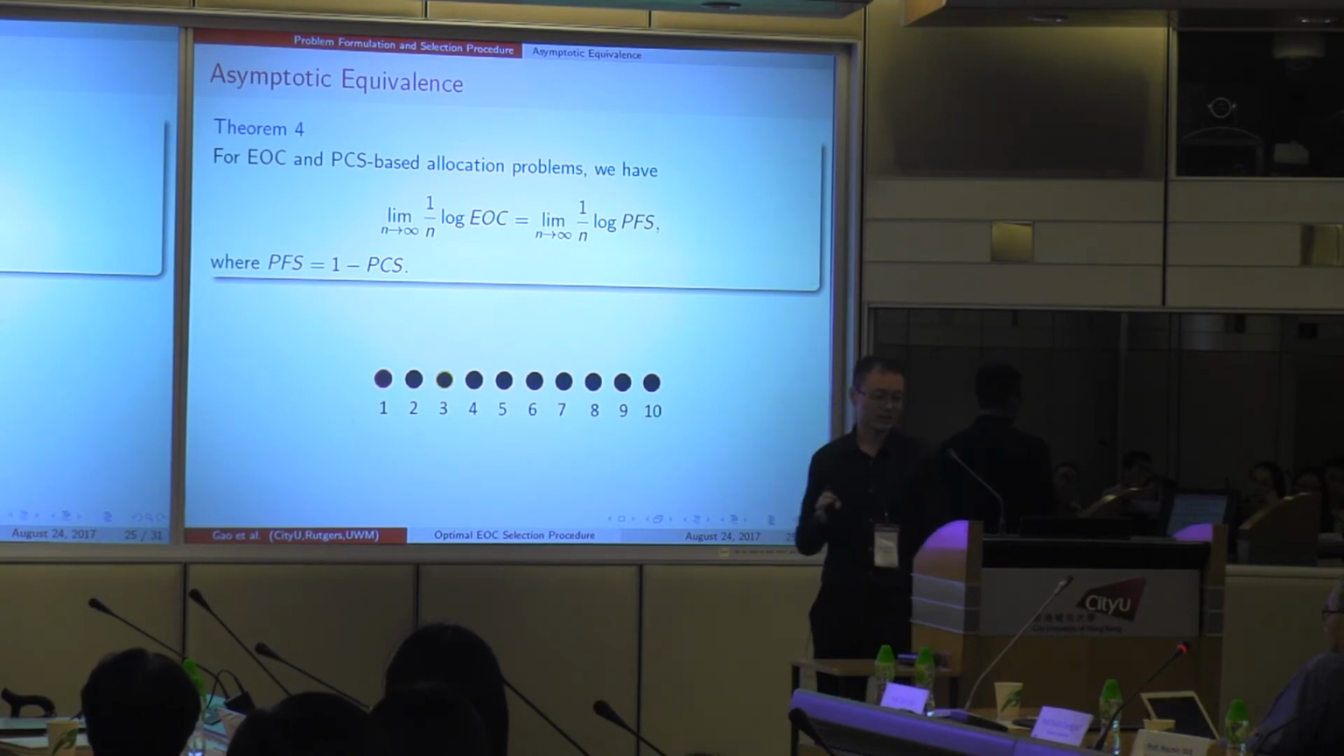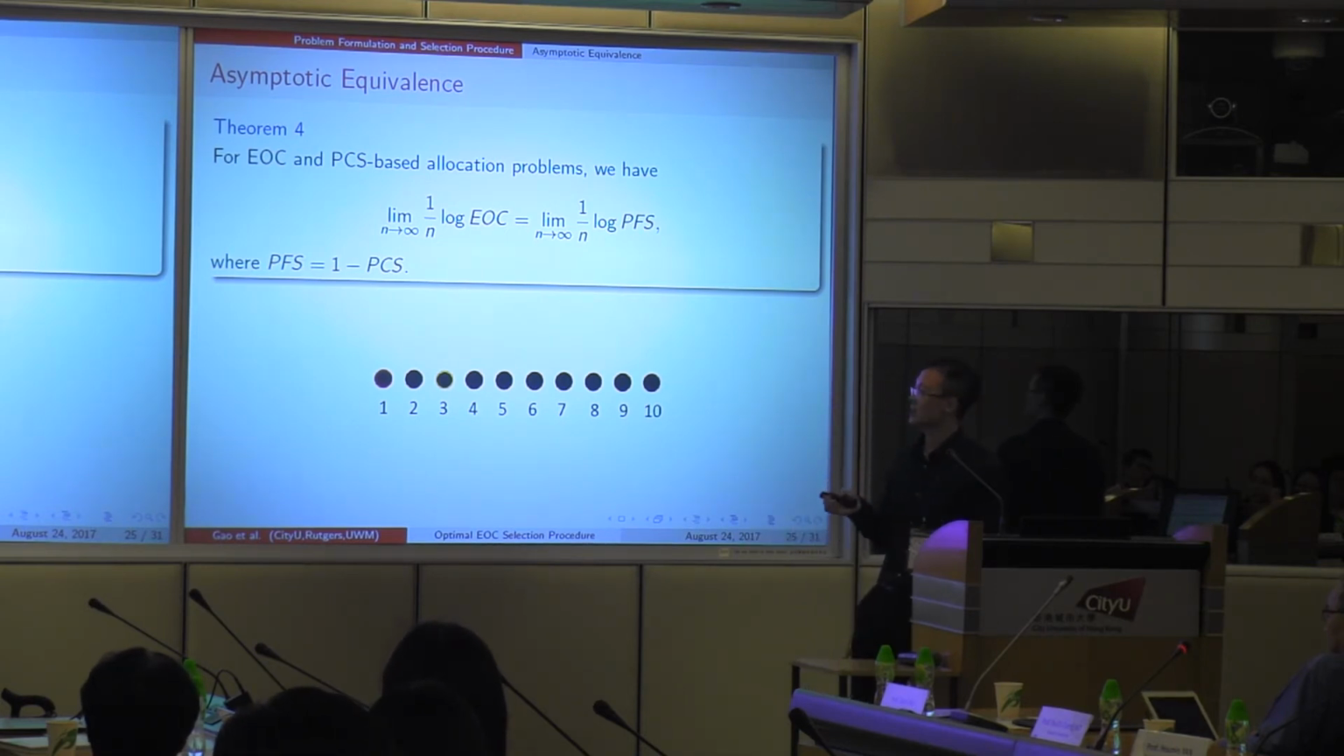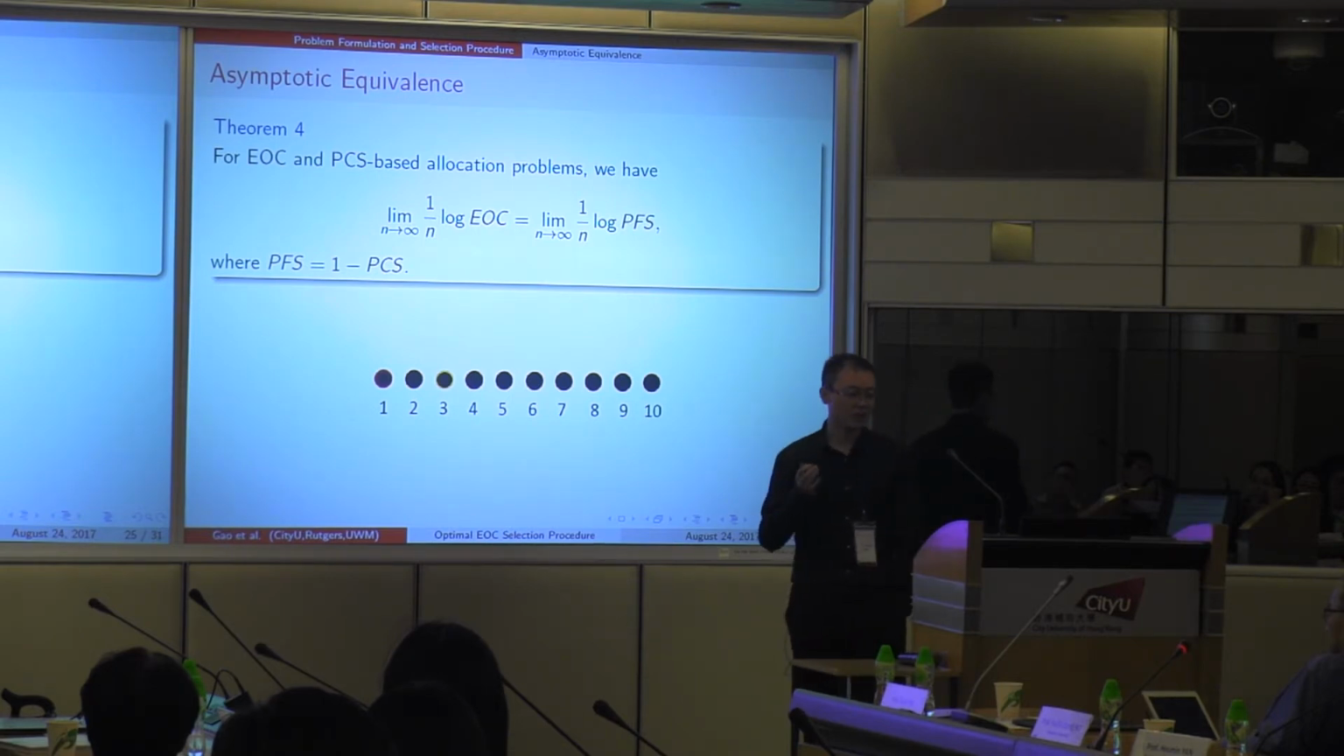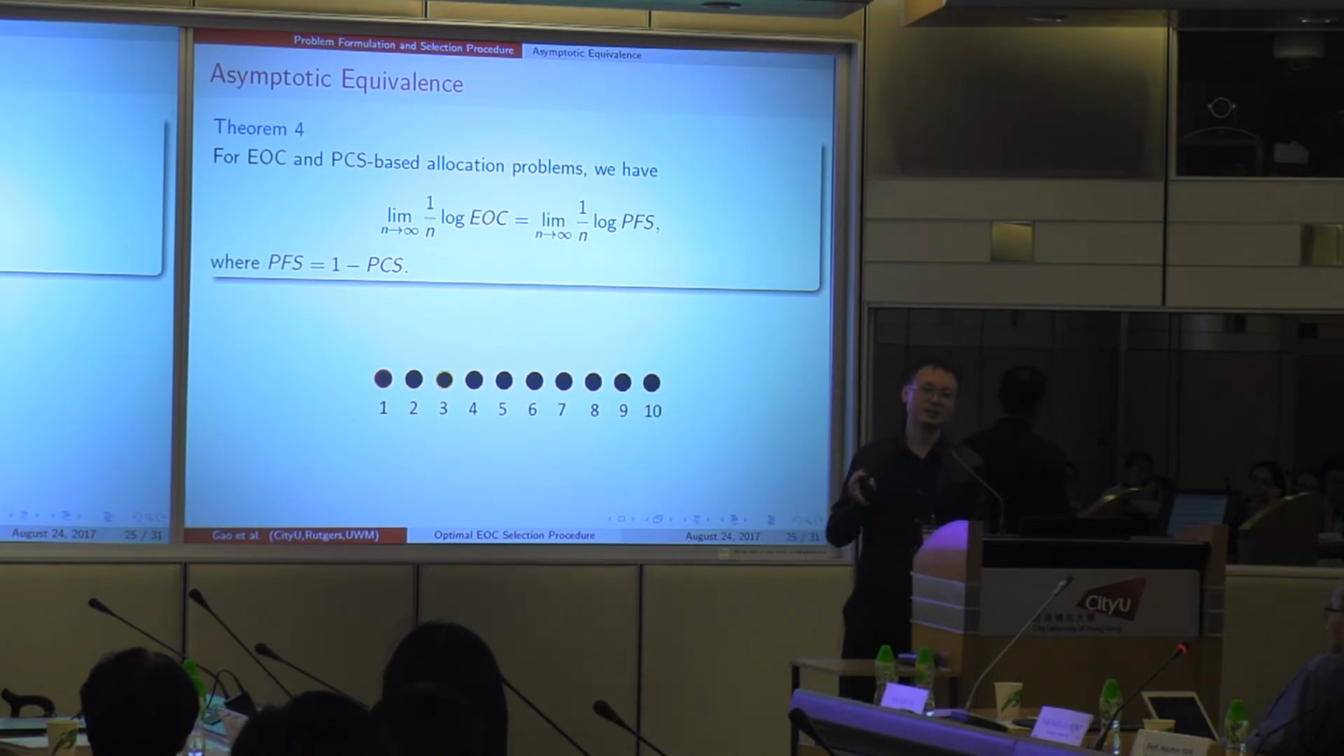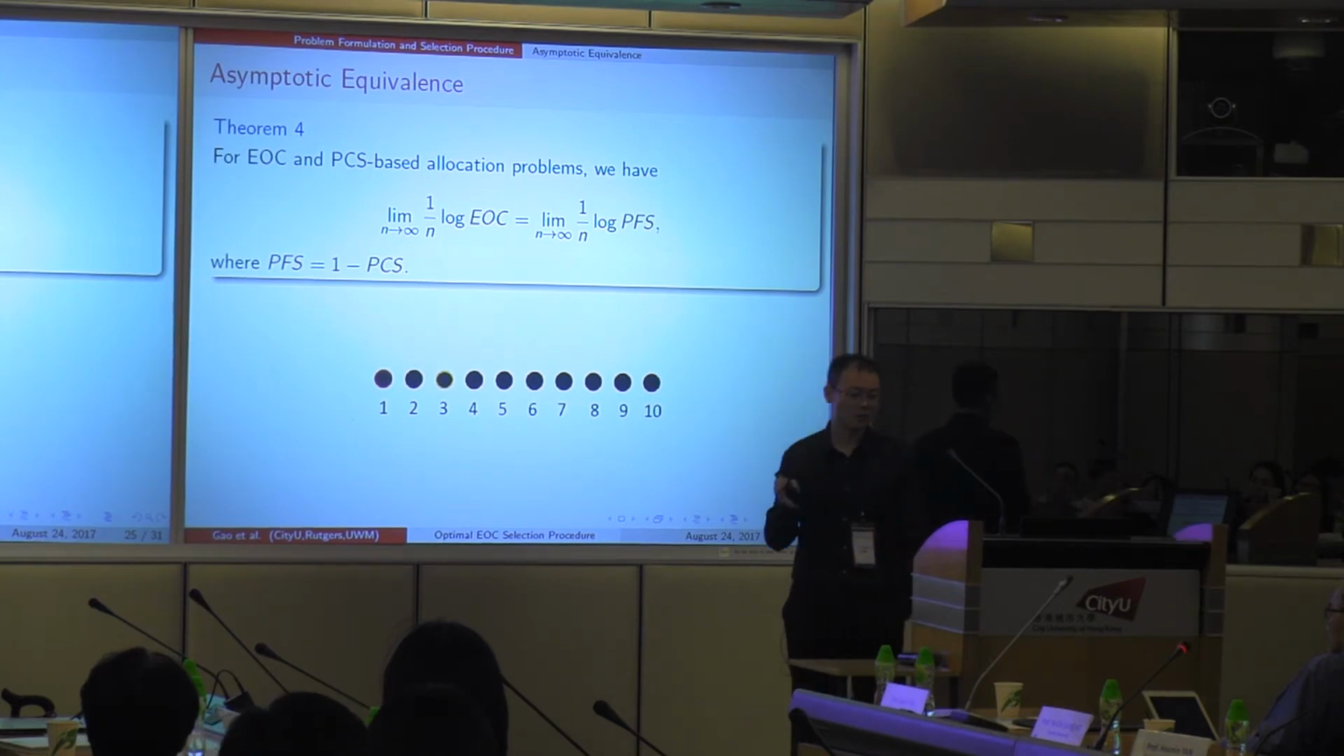Okay, so that partially explains this phenomenon in the numerical results, because as the simulation budget is large enough, no matter whether we want to optimize EOC or PCS, we will basically optimize the same term. So their performance becomes very similar.